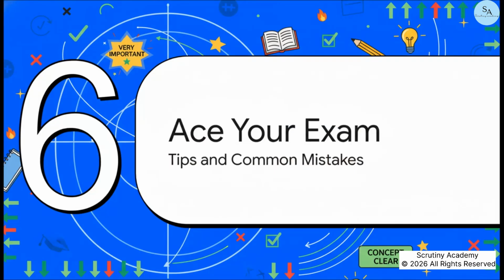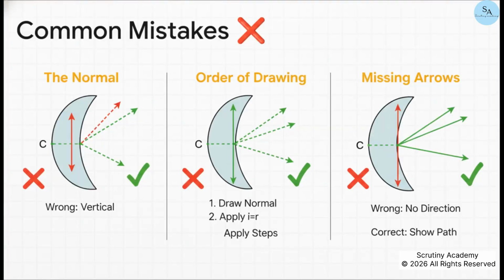All right, let's wrap this all up and make sure you get full marks on this topic. I'm going to give you some quick and simple exam tips and point out some really common mistakes you should try to avoid. Okay, definitely look out for these. The absolute biggest mistake is thinking the normal is always a straight up and down line. We now know that's only true for a flat surface. Always use point C to find your normal. Always draw the normal before the reflected ray. And please don't forget to put arrows on your rays to show which way the light is going.